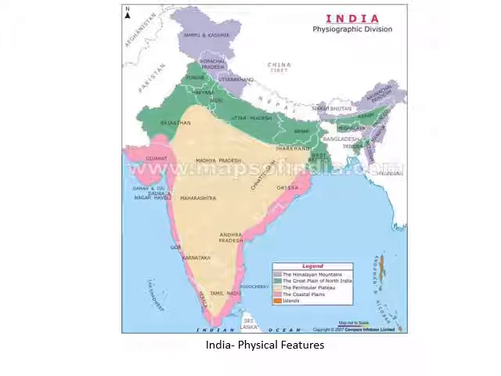The next important physical feature is the Deccan Plateau. The Deccan Plateau is divided into two parts with the help of the river Narmada. The river Narmada separates India into two parts: the Malwa Plateau or Central Highlands towards the north of the Narmada River and the Deccan Plateau towards the southern part of the Narmada River.